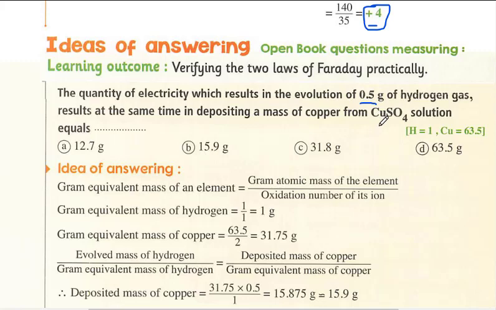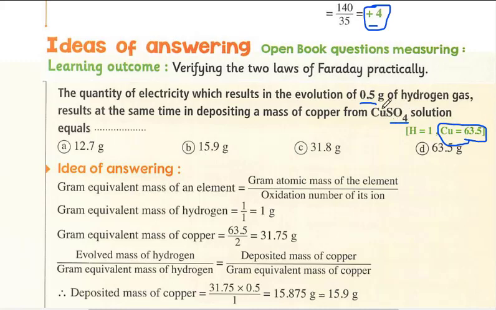Okay, so what is the equivalent mass of copper? This is copper 2 sulfate. We know that the sulfate ion is negative 2 and copper in this case is positive 2, so the atomic mass over 2 gives the equivalent mass of copper. So the amount of electricity which deposits half the equivalent mass of hydrogen will at the same time deposit half the equivalent mass of copper. The equivalent mass of copper is 63.5 over 2, which is 31.75, and half of it, 15.875, is the correct answer.